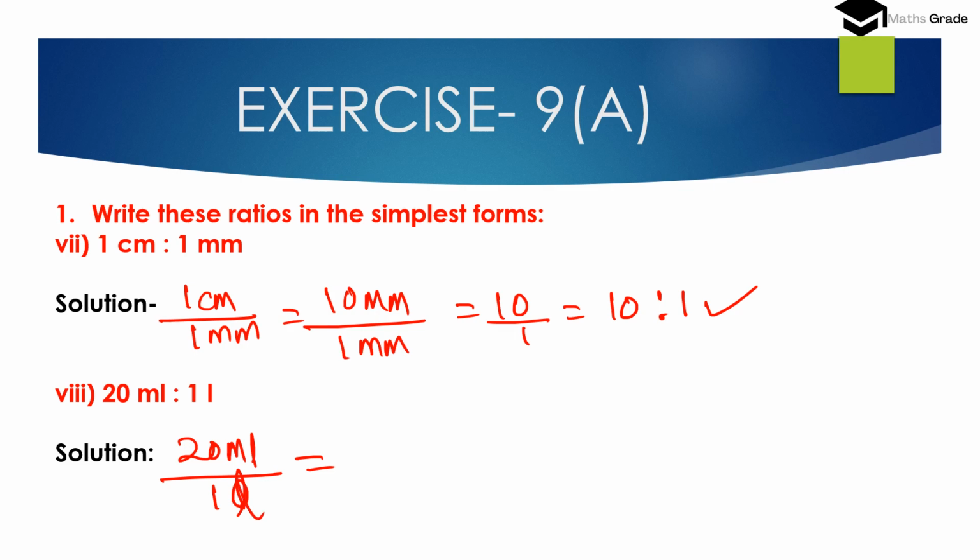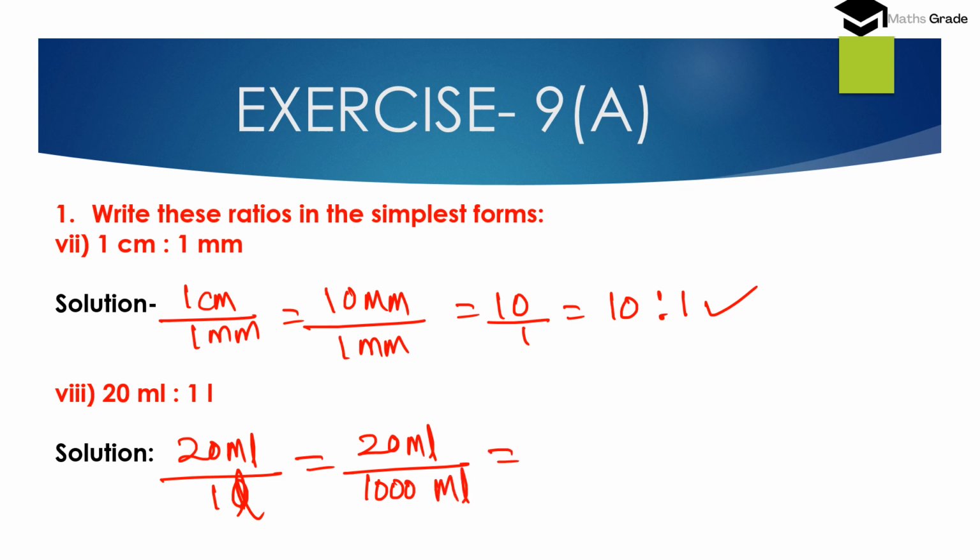1 liter. The antecedent 20 ml and the consequent 1 liter are not of the same unit. So first convert the consequent liter into milliliter. Then liter and milliliter are of the same unit, that is milliliter. We know 1 liter is 1000 milliliter. So write down 1 liter is 1000 ml.